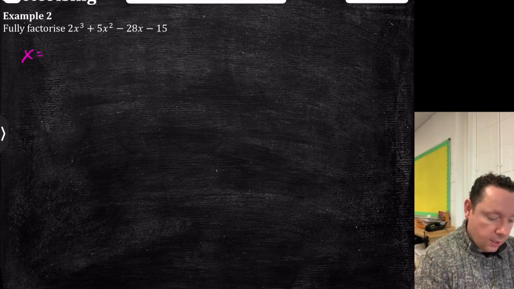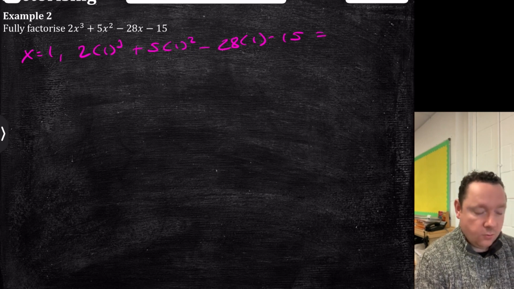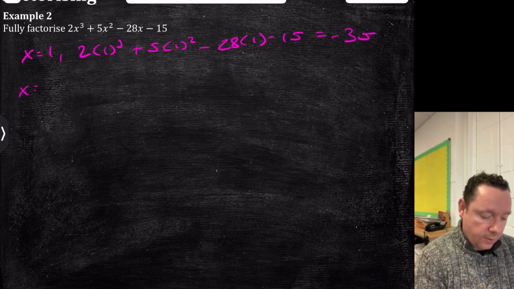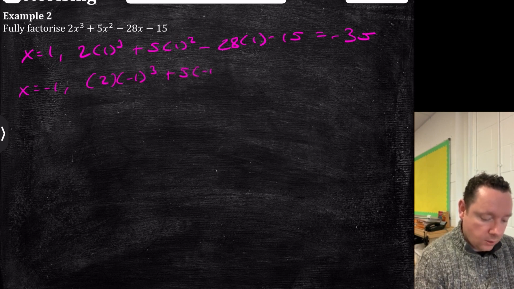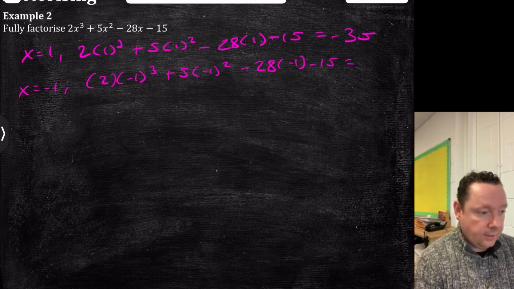So when x equals 1, we get 2 times 1 cubed plus 5 times 1 squared minus 28 times 1 minus 15. But that equals minus 35. So x equals 1 is not a root. So we try x equals minus 1, and you get 2 times minus 1 cubed plus 5 times minus 1 squared minus 28 times minus 1 minus 15, and that would give you an answer of 8, just 18. So that's not a root either.